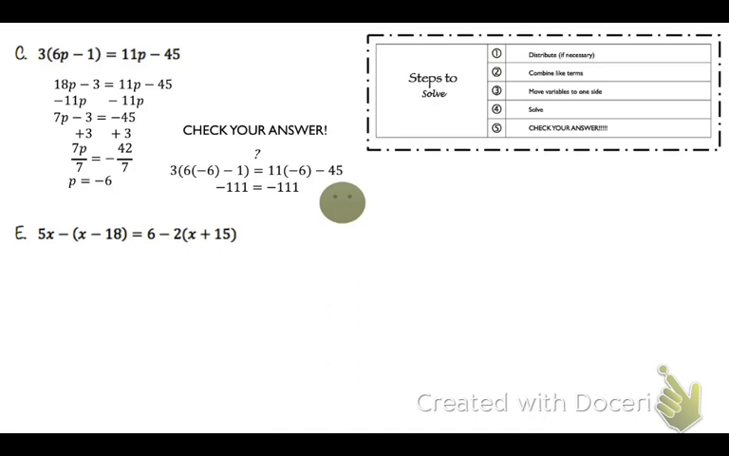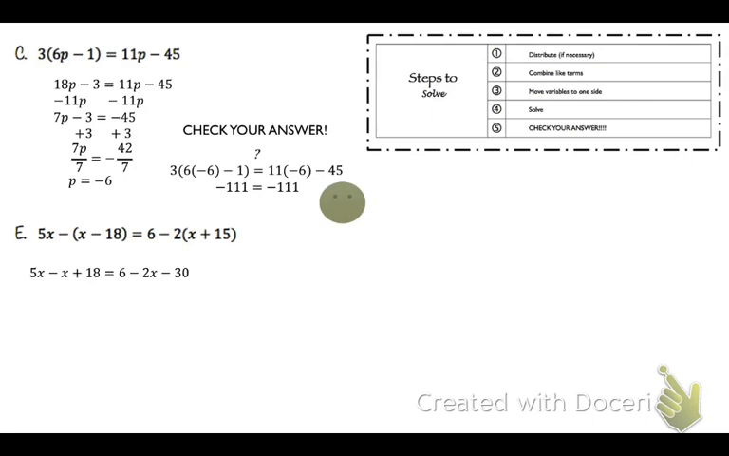Okay, anyways, first step on example E is to distribute. So you're going to distribute the negative in first. So that becomes a negative x and a positive 18. And then on the right side, we're going to distribute the negative 2 in. So that becomes a negative 2x and a negative 30. Because negative 2 times x is negative 2x. Negative 2 times 15 is negative 30.